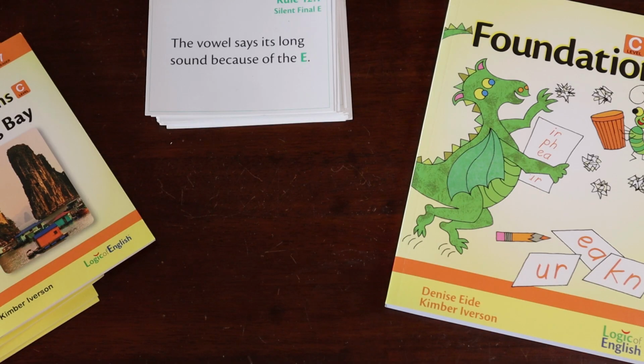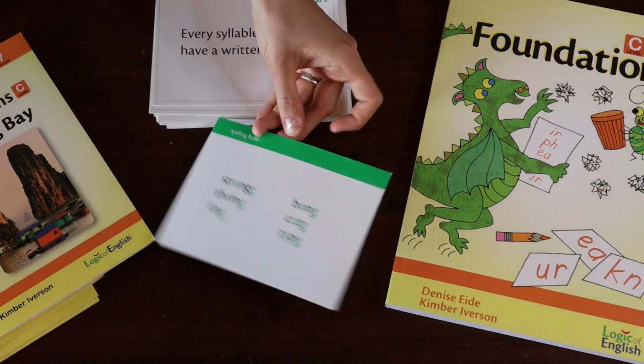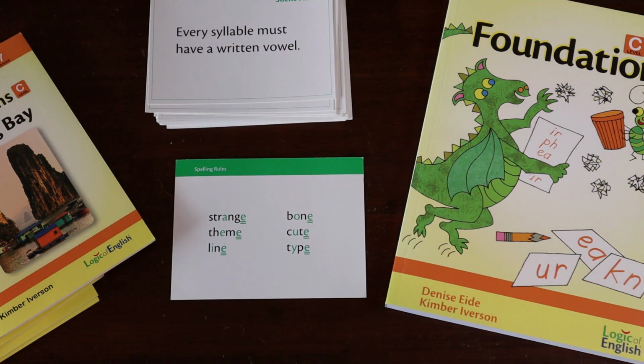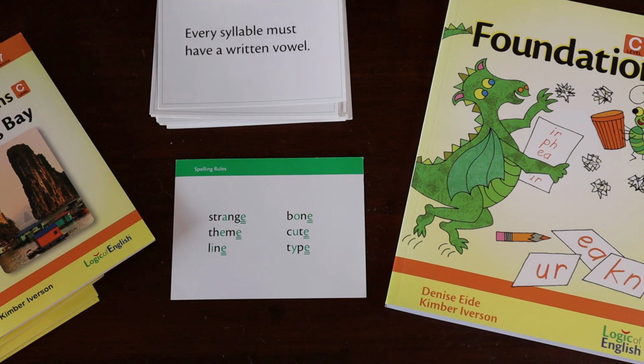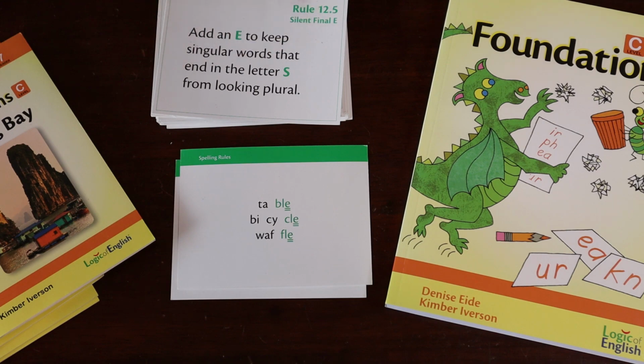So we learn that the silent E added to the word isn't just so that it makes the vowel say its long sound. It's used for other purposes, such as that every syllable must have a written vowel, or it could be added to the end of the word to make the word not look plural, or even that the E, the silent E, is added so that the G makes its J sound and the C makes its S sound because of the E. So you're going to be going through all the different spelling rules with the silent final E as part of the program.